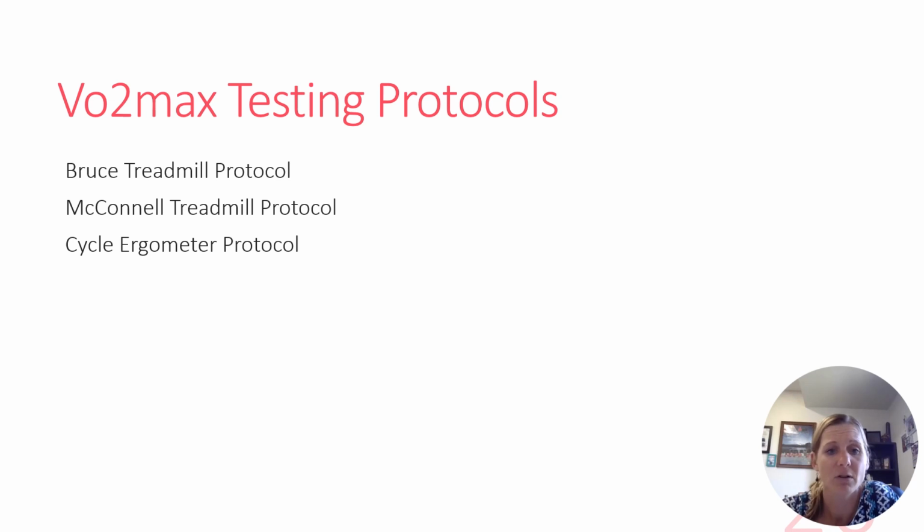Okay, VO2 max protocols. The Bruce treadmill protocol is probably, I would say, the gold standard for the average population. I'm going to show you what that protocol looks like on the next slide. I prefer the McConnell treadmill protocol, which is what we're using in our lab. And I'll talk about why when you take a look at that on the next slide. We can also do a cycle ergometer protocol. We have a student in this class who had a knee injury, so it's great to have the option to use a bike instead of a treadmill.